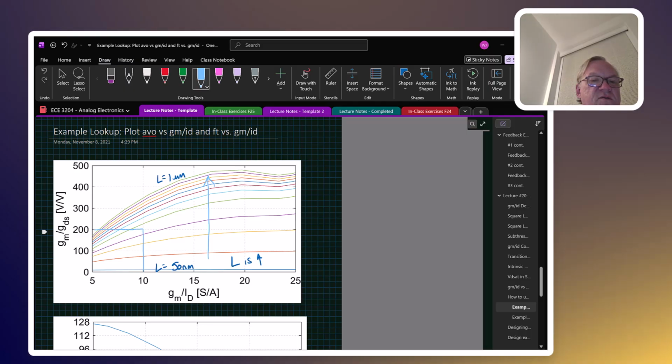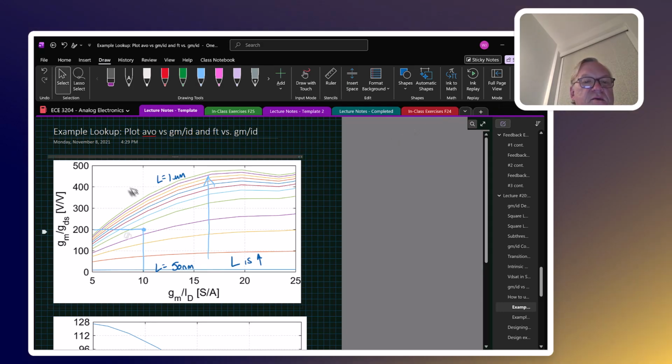If we did so, we could then pick a gm/gds that was greater than 100, so say 200, and that would tell us how long the device had to be in order to ensure that we would be able to get that gain at that particular gm/ID.